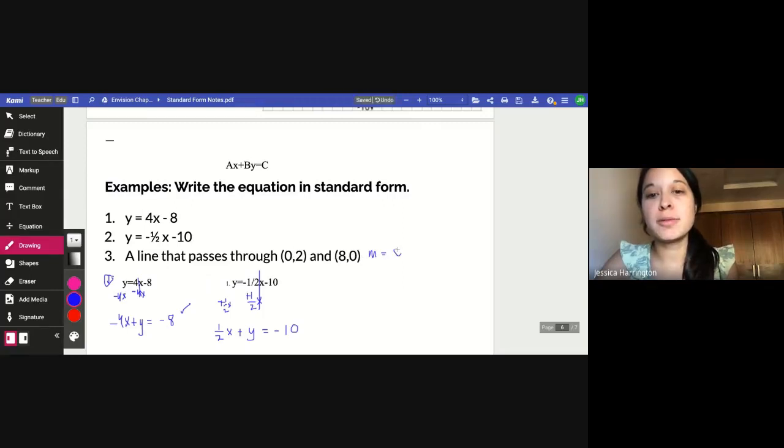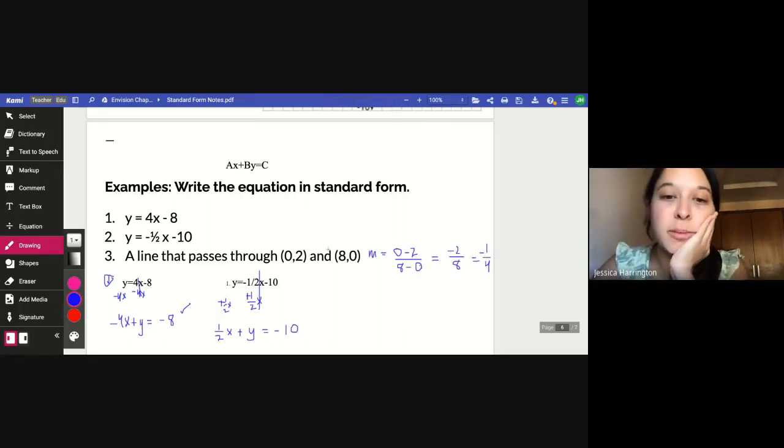y2 is 0, minus y1 is minus 2, over x2 is 8, minus x1 is 0. So that comes out to be negative 2 over 8, which if I simplify it becomes negative 1 over 4, right? So there's my slope. Now I can put this thing in point slope because I have a point and I have a slope. So I'm going to use that one.